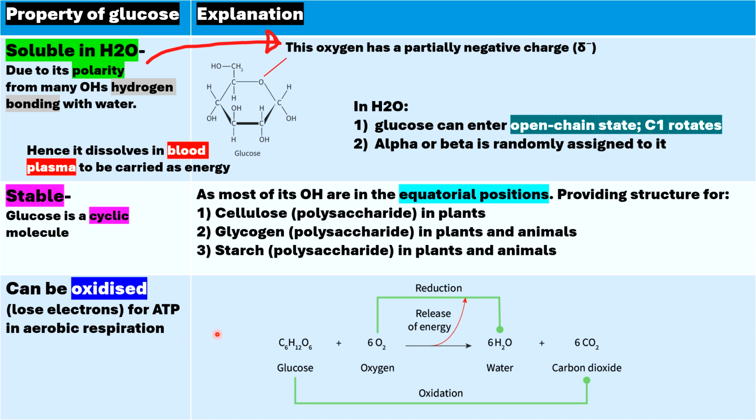Now, third property, glucose can be oxidized. Oxidization is basically losing electrons. Okay, and it loses its electrons during our aerobic respiration, which has the aim of producing ATP for energy. Okay. Wow, this requires a lot of knowledge from other topics. Damn.